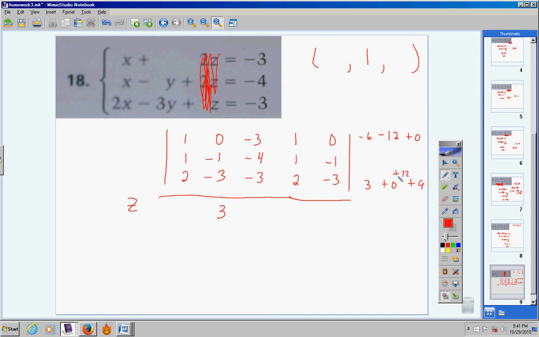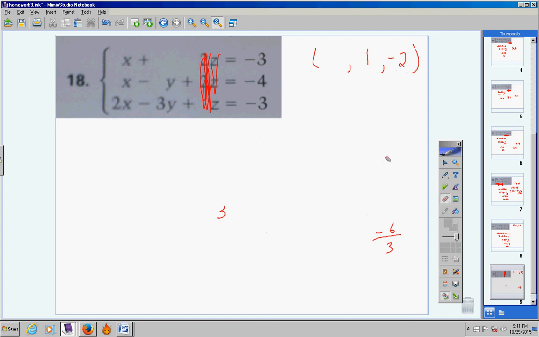Your positive 12 cancels with your negative 12. So when you combine all these numbers, you get negative 6. So you have negative 6 over what number? 3. So negative 6 over 3 is negative 2. So z is negative 2.